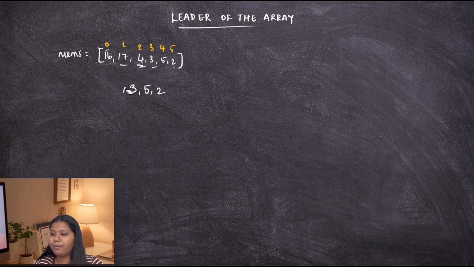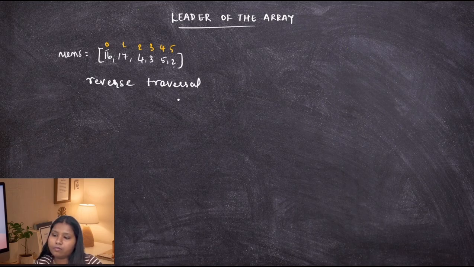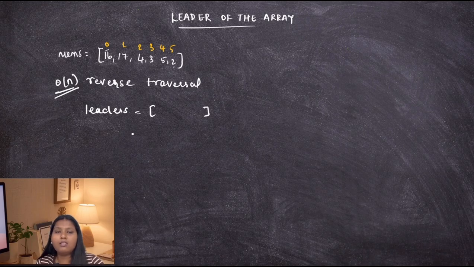If you use the brute force approach, it will take order of n square complexity. We should minimize the complexity, so I'll suggest you do it with the reverse traversal approach. This reverse traversal approach will only take order of n complexity. Okay, let's see how to do that. First, maintain a list, leaders. This list will store all the leaders that we are going to find. Then have a variable called maximum. This max variable will store the maximum element from the right side which you found till now.